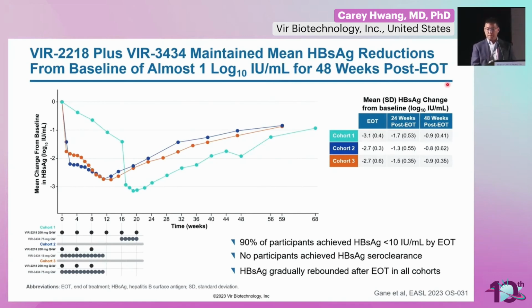So 90% of the participants, even with just 5 weeks or 12 weeks of co-administration, were able to achieve surface antigen levels of less than 10 by end of treatment. However, none of the participants achieved seroclearance. And as I said, surface antigen levels gradually rebounded over time.